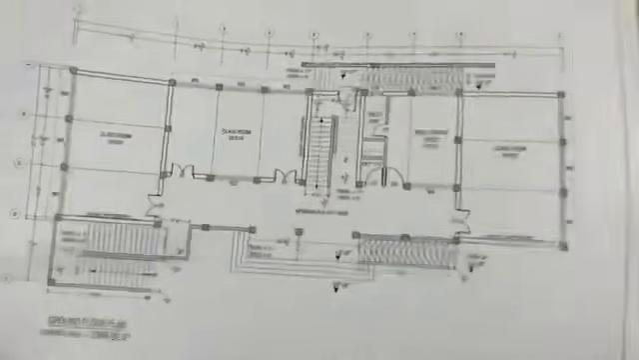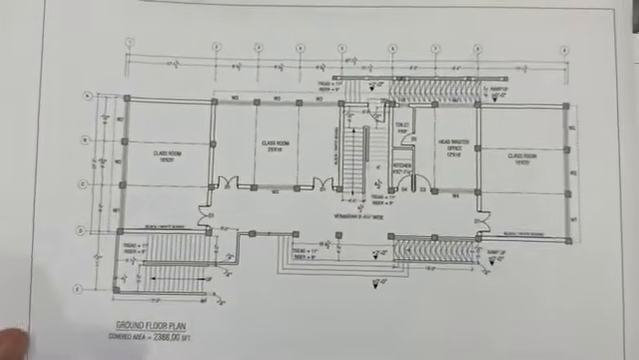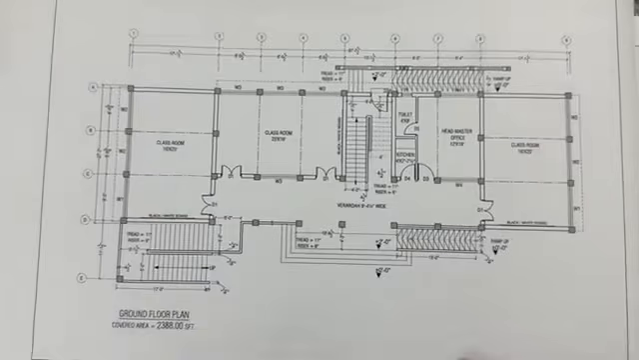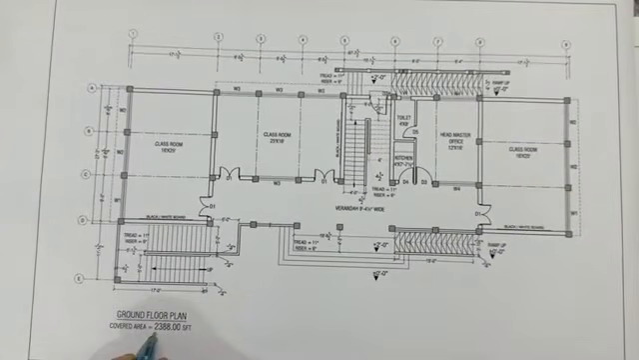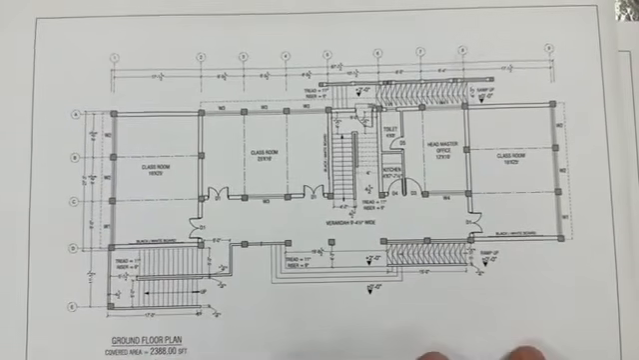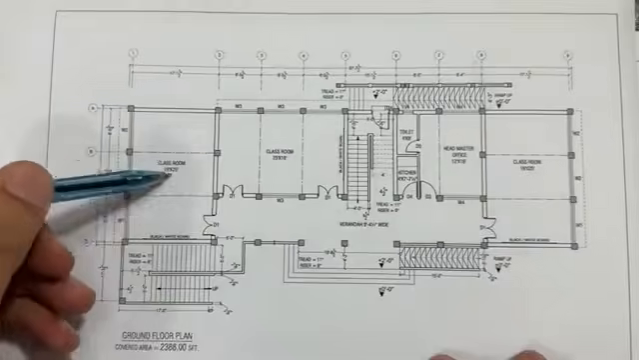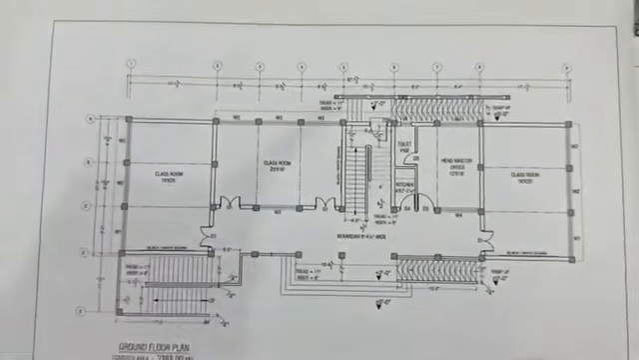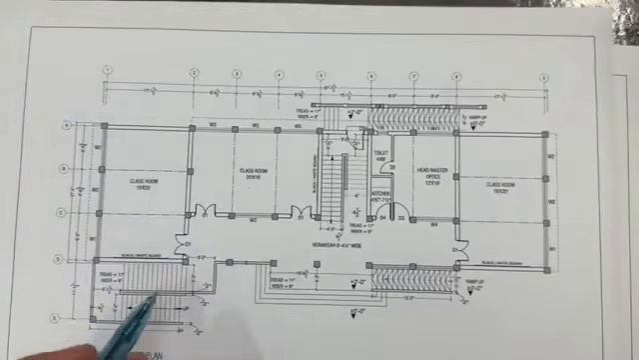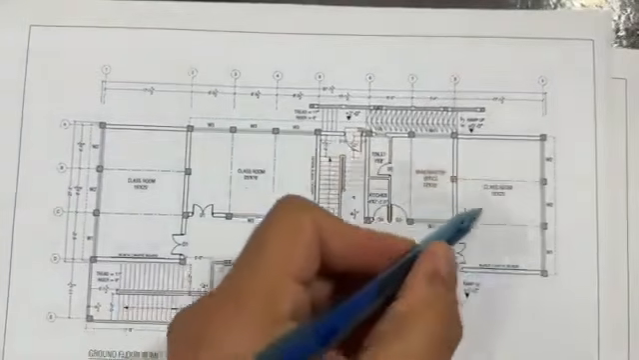Let's get started, guys. The video is a little long, so watch it because you will find more things in it. You can see here the ground floor plan, and the covered area is 2388 square feet. Here we have classrooms. This is the other classroom, size is 25 by 16. You can also see the windows, etc.